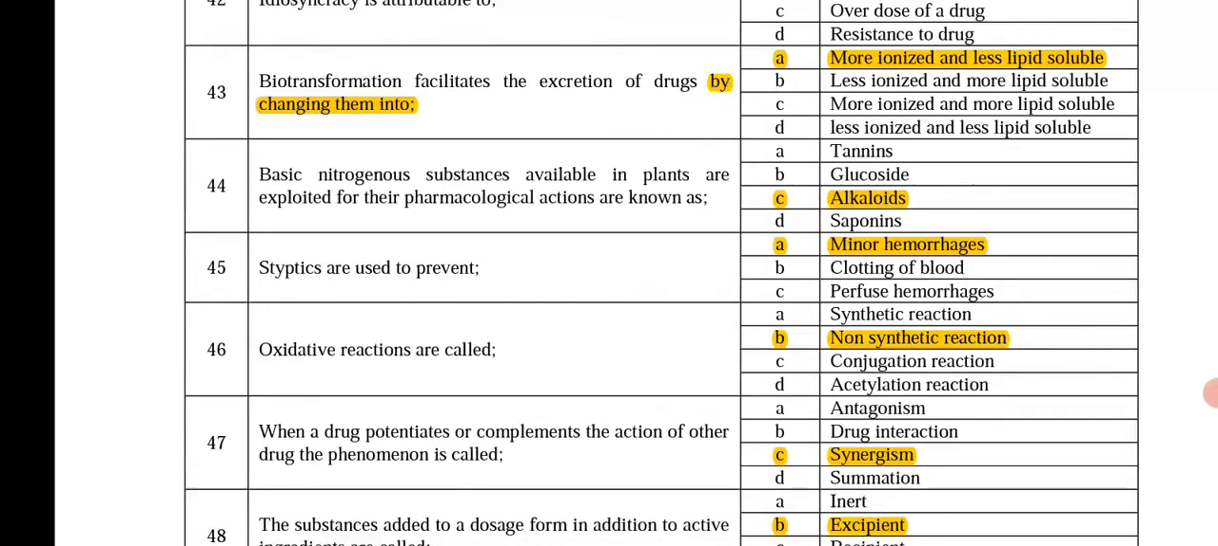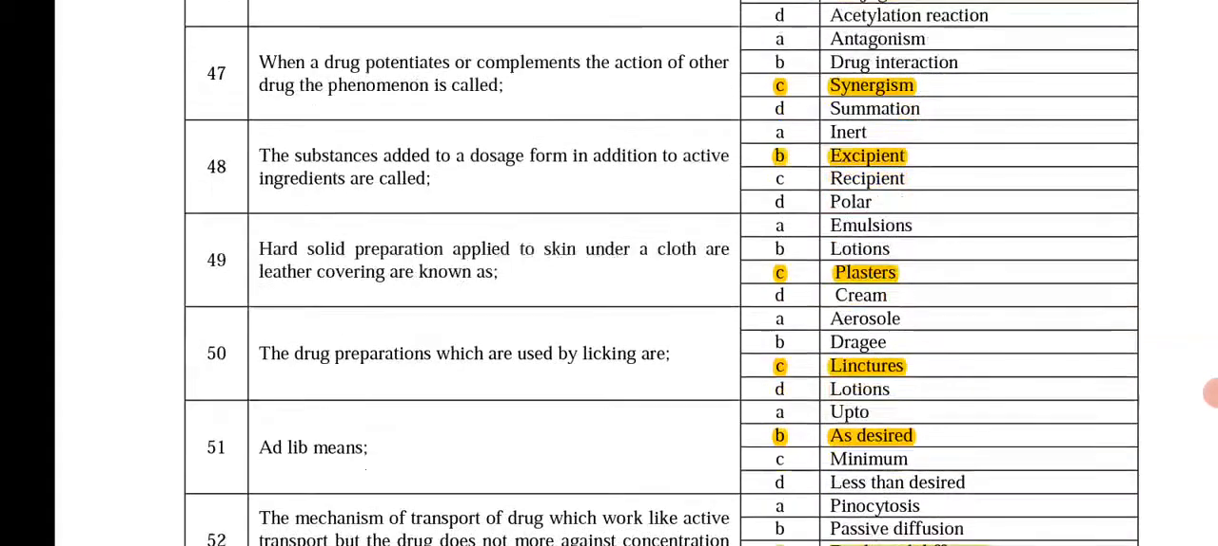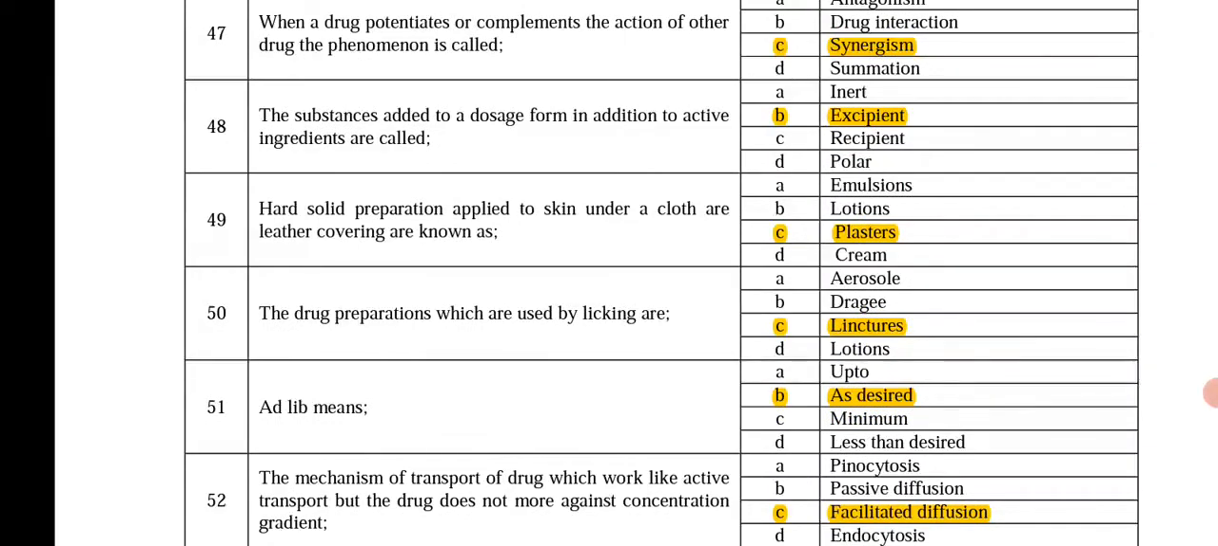Styptics are used to prevent minor hemorrhages. Oxidative reactions are called non-synthetic reactions. When a drug potentiates or complements the action of another drug, the phenomenon is called synergism. The substances added to a dosage form in addition to active ingredients are called excipients.